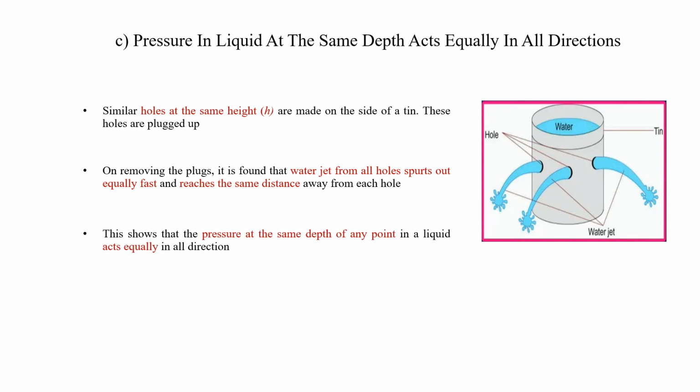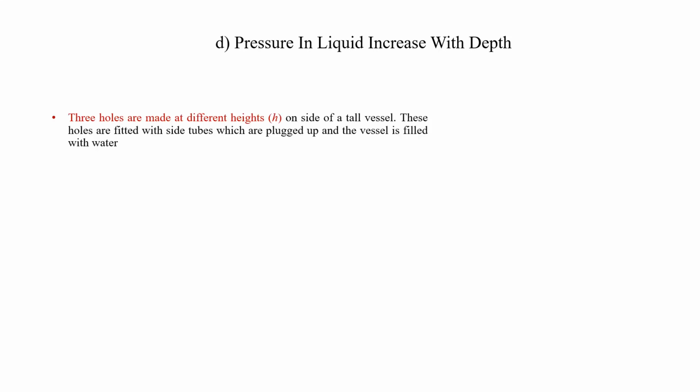This shows that the pressure at the same depth of any point in a liquid acts equally in all directions. Pressure in liquid increases with depth. 3 holes are made at different heights on the side of a tall vessel.